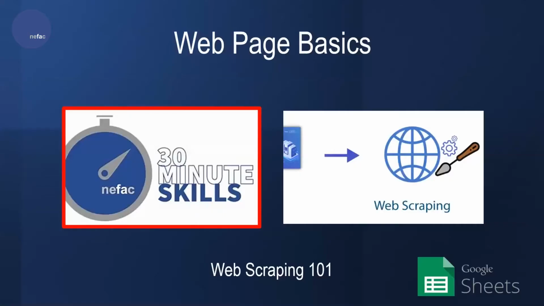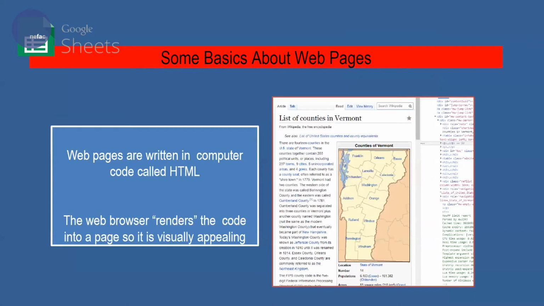Just some basics about web pages. Maybe you're familiar with HTML code. Web pages are written in HTML, and then the pages are rendered so that they look nice. This is a Wikipedia page for counties in Vermont. You can see the underlying code there on the right, which is then rendered into that nice looking visual.